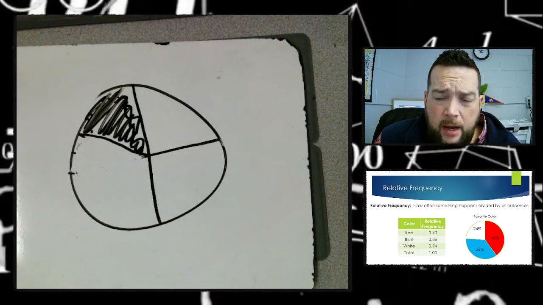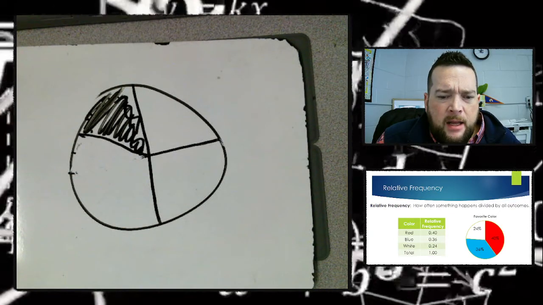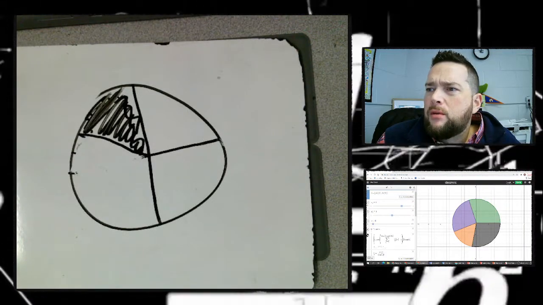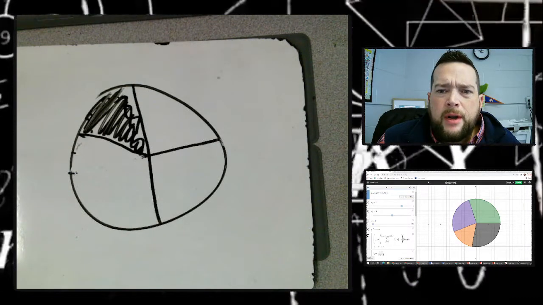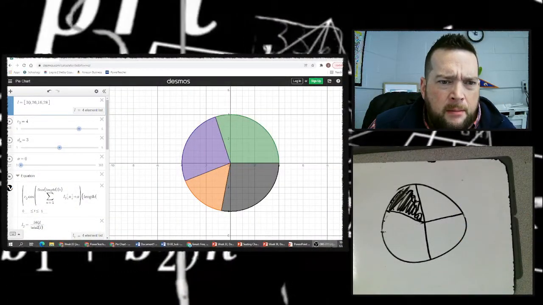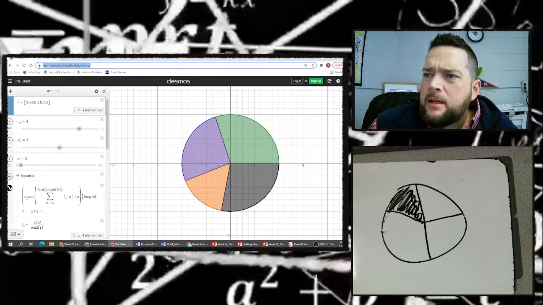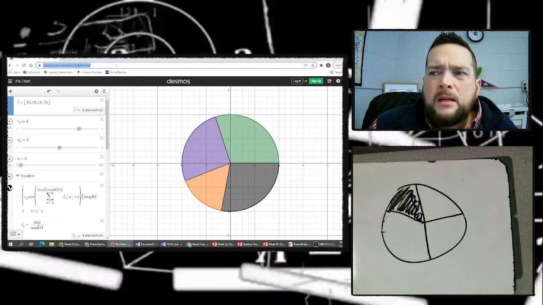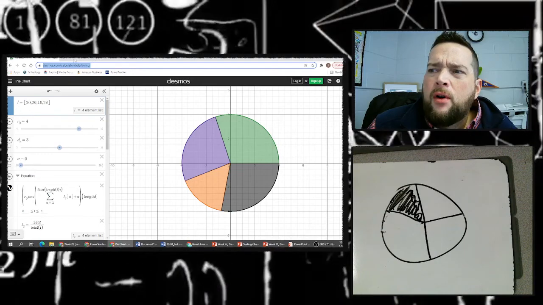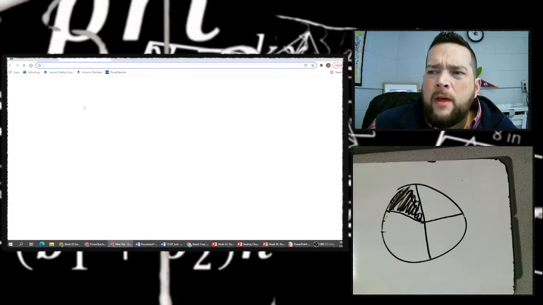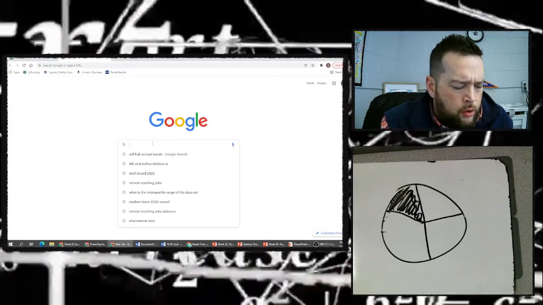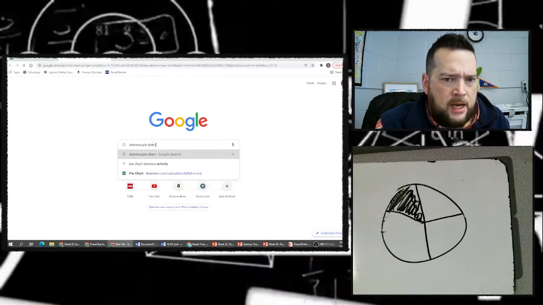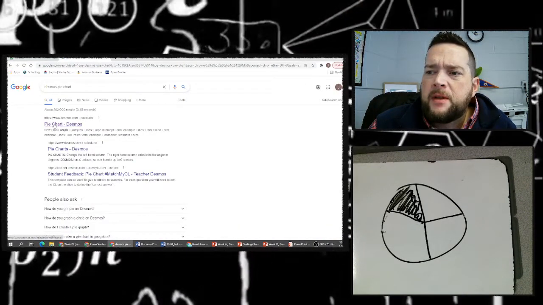There's another, more exact way to do that, and that's by going to Desmos.com. You can see that on your screen. The web address is desmos.com/calculator/BD51. The way I found that really quickly is to go to Google, type in Desmos pie chart, and it's going to pull up this pie chart right there.